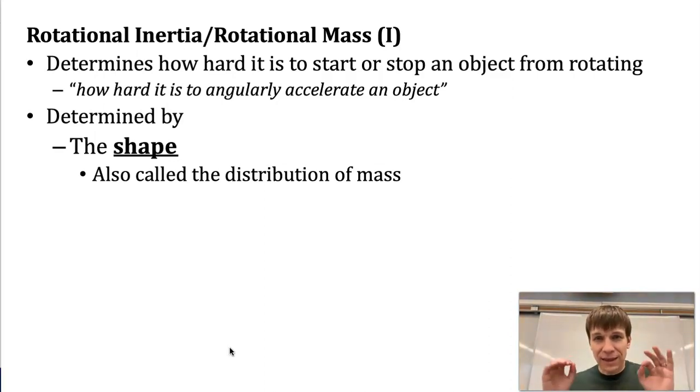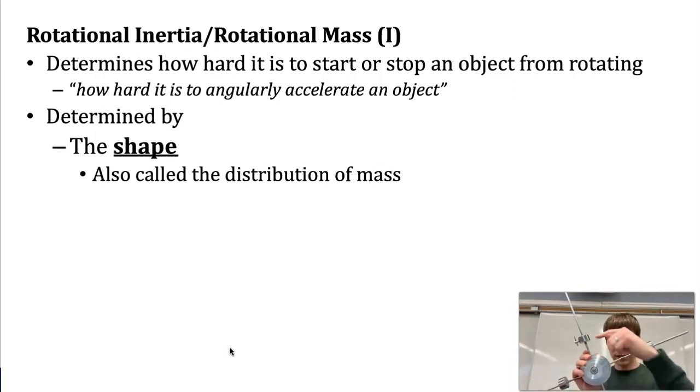Distribution of mass is not a thing that is ranked or bigger or smaller. It's not like it has a big distribution of mass. The mass is distributed close to the axis of rotation or far away from the axis of rotation. The other thing is distribution of mass can be for individual pieces of mass. This mass here is close to the axis of rotation. This mass here is farther away from the axis of rotation. So that we wouldn't call shape as much, but when we get to these objects, we call it shape.